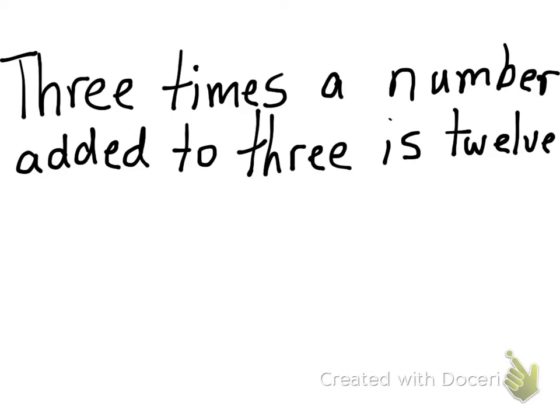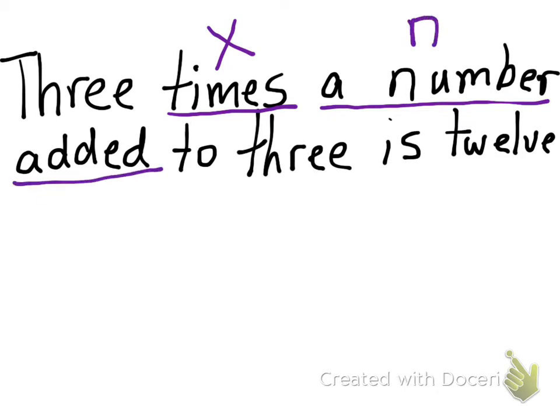Hopefully you have had a chance to do those things. So again, I'm looking for words to help me. Times, I know means multiplication. Here I see the words a number. This time I'm going to select the variable n. Added, another key word, so I'm going to use addition. And I see the word is. That means that I need an equal sign. This is an equation. I also look for other words to tell me where the numbers go.